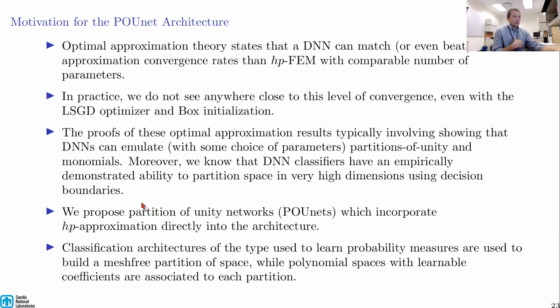So our idea was, what if we use the neural networks just for the partition of unity part? Because we know in high dimensions, they're good at coming up with classification and partitions and decision boundaries. But then for the approximation, we put monomials on top of that. So we end up with an HP-like approximation where the POU nets are doing a mesh-free partition of space. And then instead of trying, basically hopelessly, to get them to emulate polynomials and give us high precision, we just use polynomials because we already have them. So we attach a polynomial space to each of those partitions, and we learn the coefficients as well.